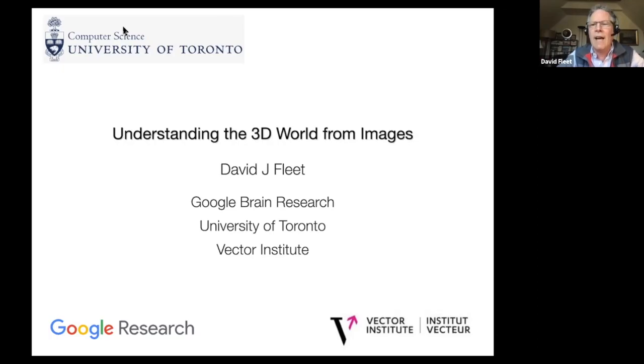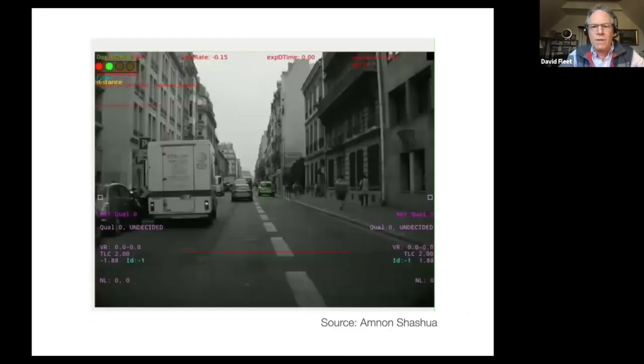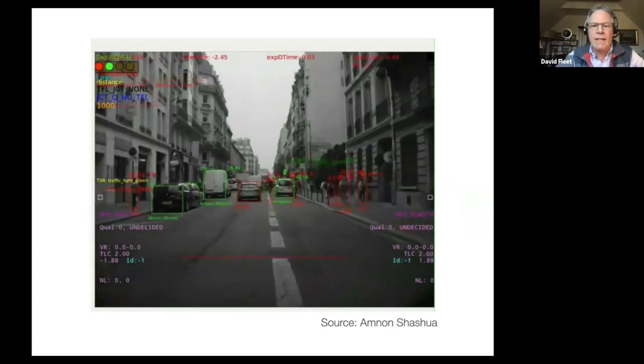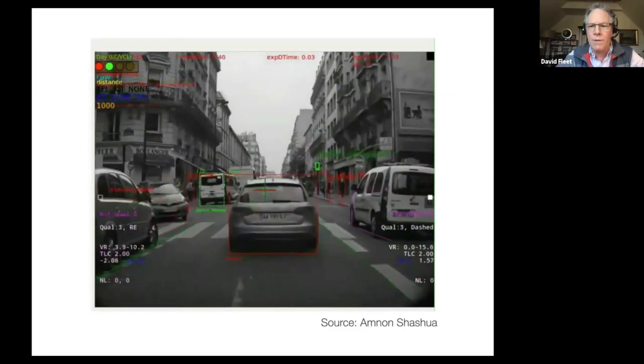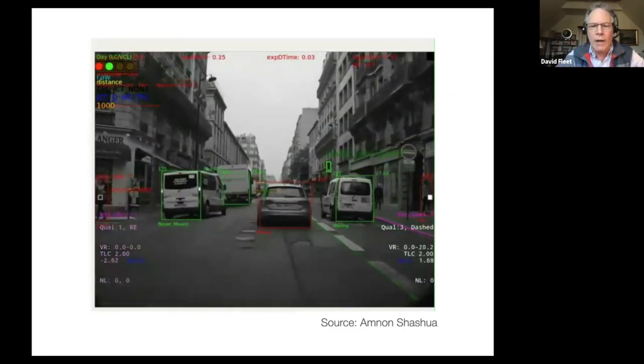But to get there, I actually want to go back 30 or 40 years and talk about some basic principles in computer vision and how we understand aspects of the 3D world from 2D images. I hope this is more or less appropriate, but I want to go back and start with some very basic elements. This is a video that a friend of mine showed me about 8 years ago. It shows software that was being developed for autonomous driving back in 2012, 2013 by a company called Mobileye.